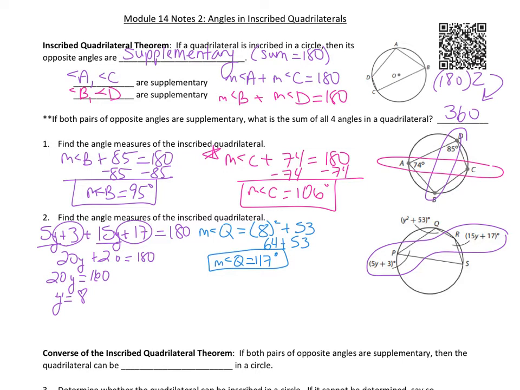To find our angle S, remember that S and Q are supplementary. So 180 minus 117 would give us, for our angle S, that it needs to be 63 degrees.